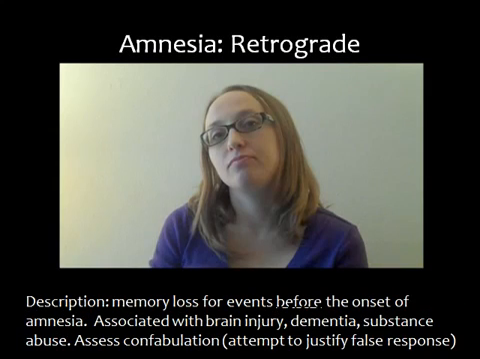Retrograde amnesia is described as memory loss for events before the onset of amnesia. This is associated with brain injury, dementia, and substance abuse, and again you would assess for confabulation if the client is demonstrating retrograde amnesia. Let's watch an example.